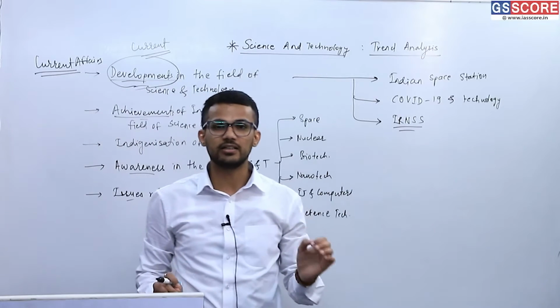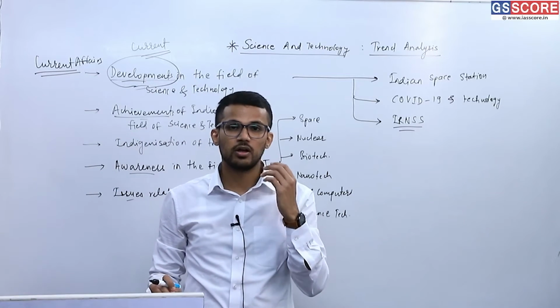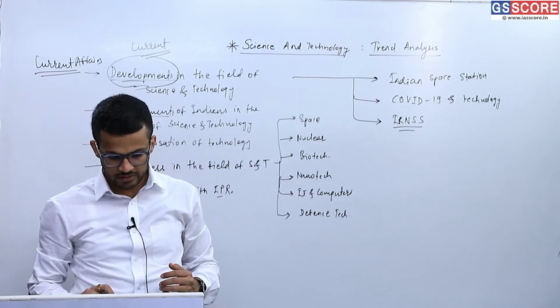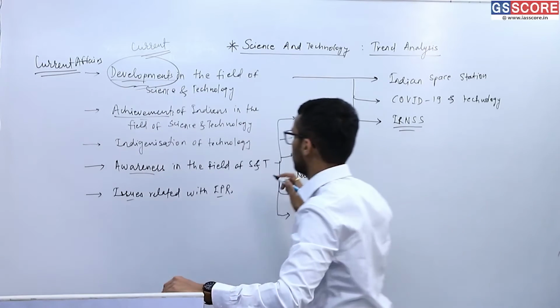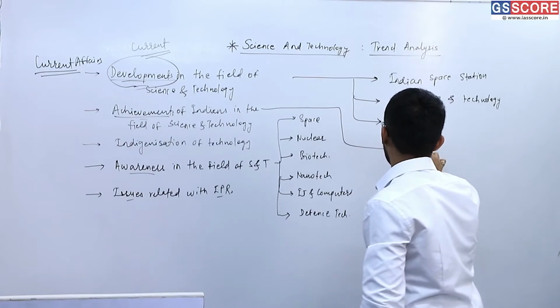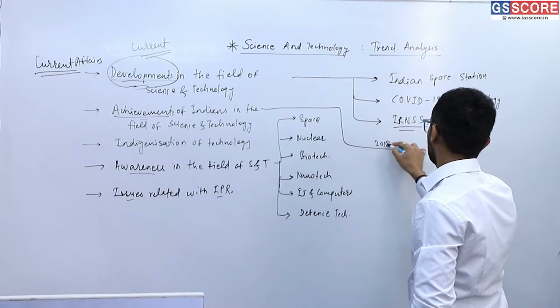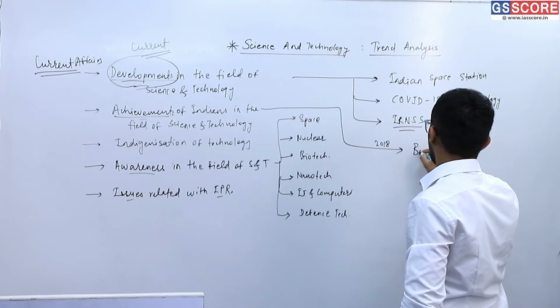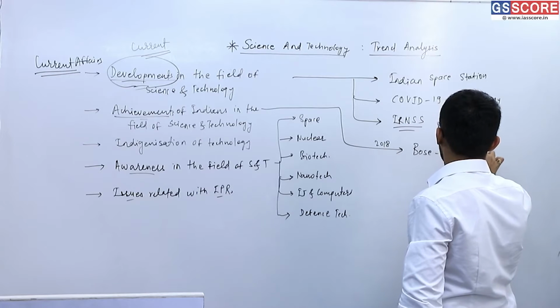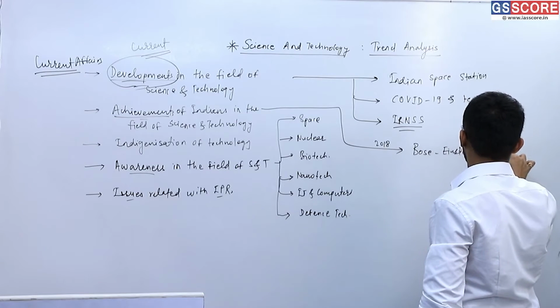Only in 2018 we have seen a question on Bose-Einstein statistics, right? So the achievements of Indians question was asked in 2018's examination, and that question was on Bose-Einstein statistics.